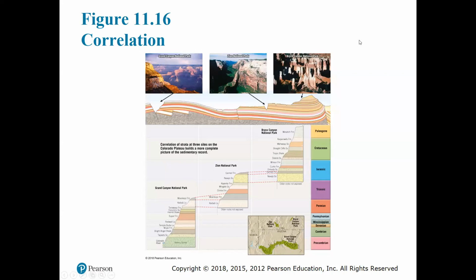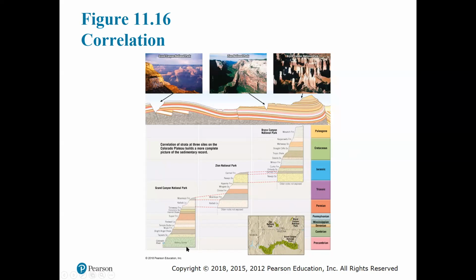So this figure from your textbook, which is on page 359, shows us how we can correlate rocks. So we've got Grand Canyon National Park, Zion National Park, and Bryce Canyon National Park. And so here you can see where these are located. Grand Canyon National Park over in northwestern Arizona, and then Zion and Bryce Canyon in southern Utah.